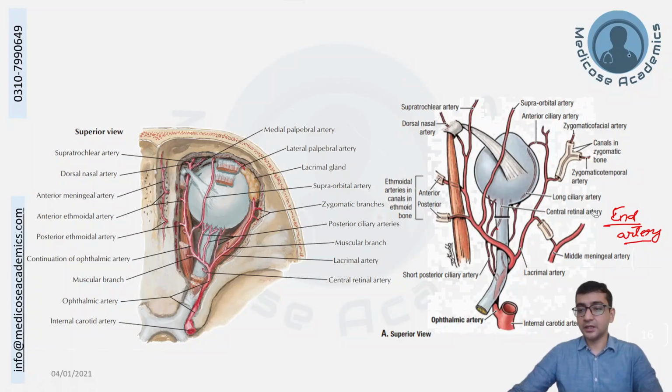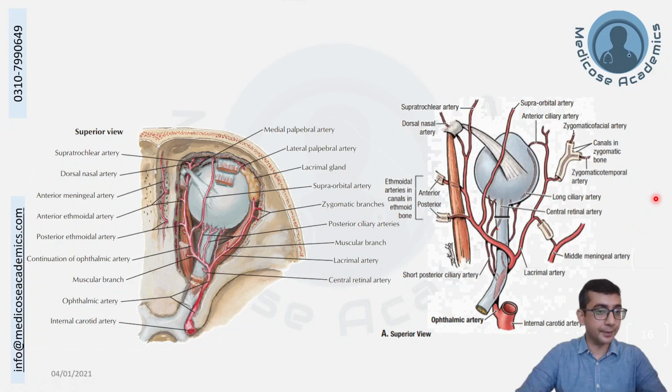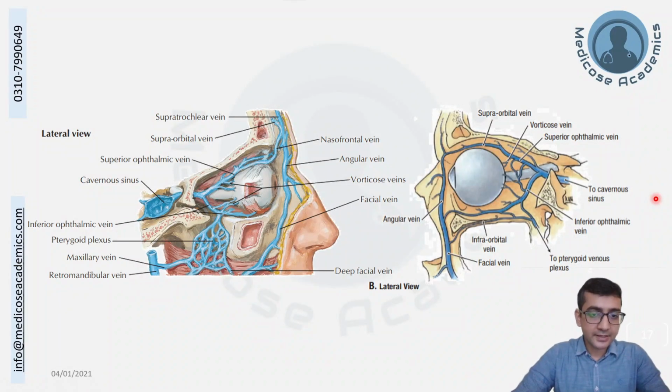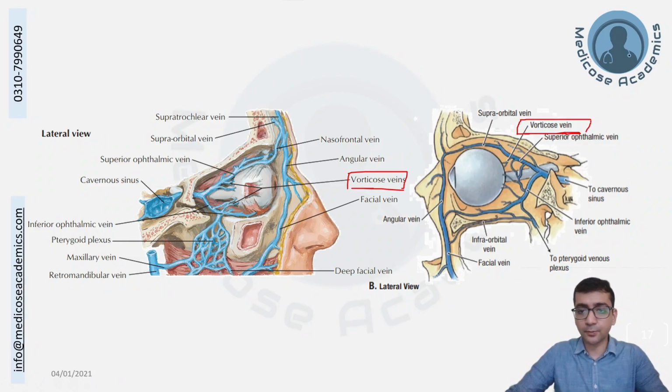So these are all the arteries that are going to supply the eyeball and the structures around it in the orbit. There will be a very similar structure for the veins. There will be openings with short ciliary, long ciliary, but here their names don't match exactly. The veins that are coming from the eyeball are not named as short ciliary and long ciliary. They are named as vorticose veins. There are 5 to 6 vorticose veins that are exiting from the orbit from different points.